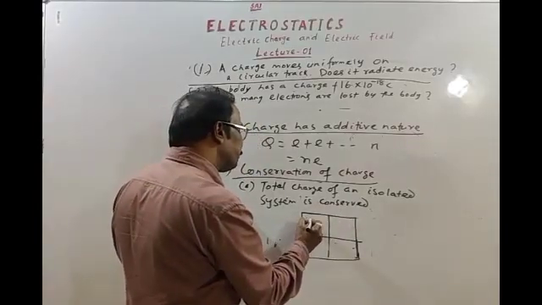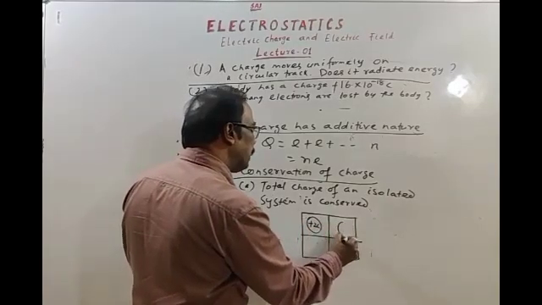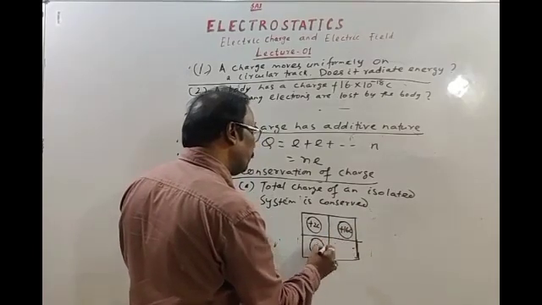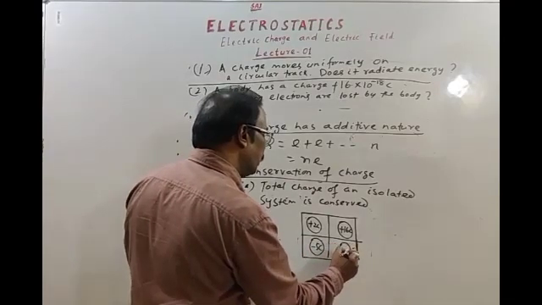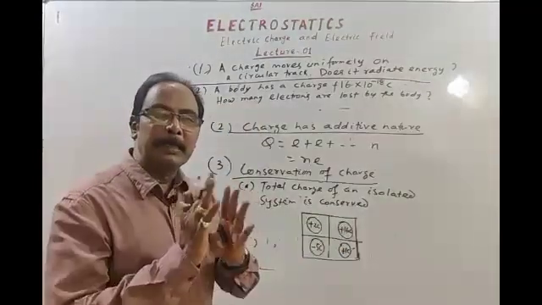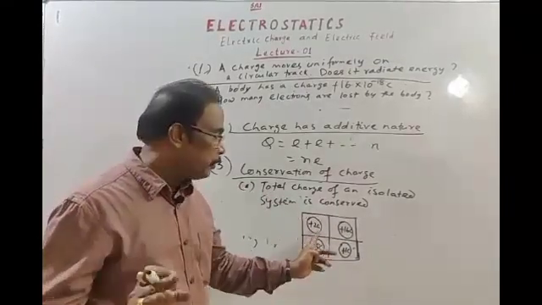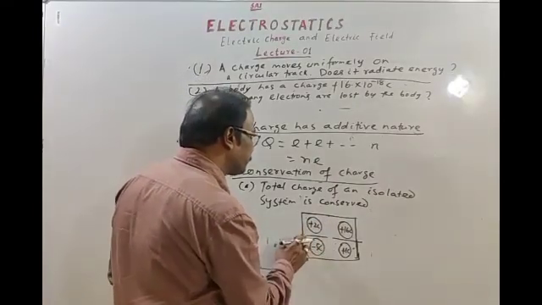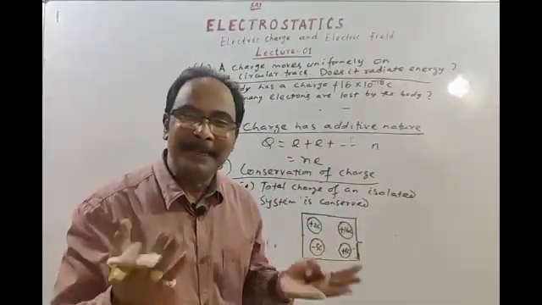Let this body contain a charge of plus 2 coulomb. This is another body containing a charge of plus 16 coulomb. This body contains a charge of minus 5 coulomb. And this body contains a charge of plus 1 coulomb. So these bodies are not in physical contact with each other. All these bodies may be assumed to be conducting bodies, means metals. Okay. Now remove the partition walls. Then these charges will come in physical contact.